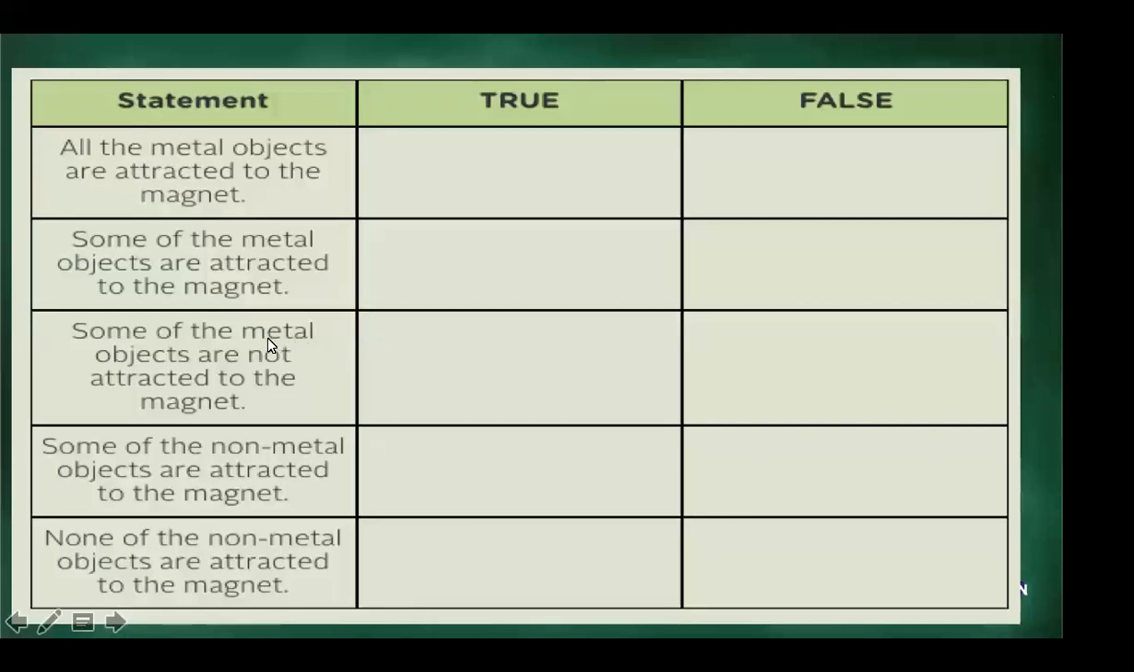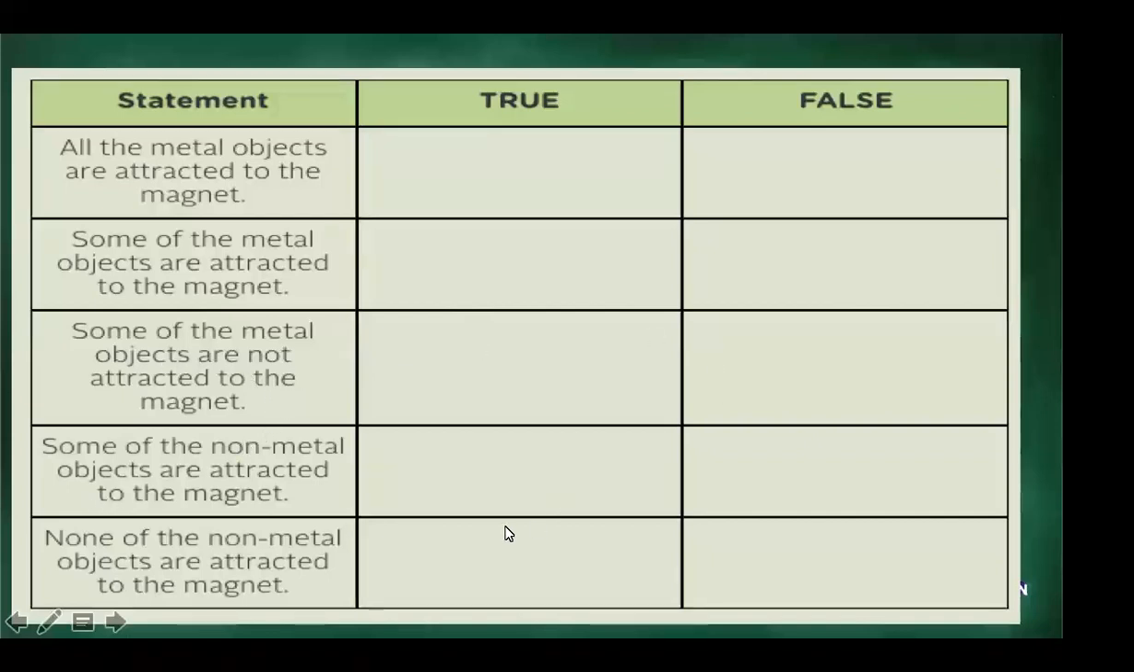Here are some of the statements. Are all the metal objects attracted to the magnet? Then we are going to cross here, true or false. You're going to place a cross, it's up to you. And some of the metals, okay, let me go through our chat box. Okay, Bunono, definitely. Some of the metal objects are attracted to the magnet. We are going to state here whether it is true or false.